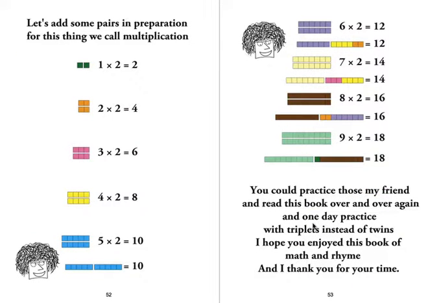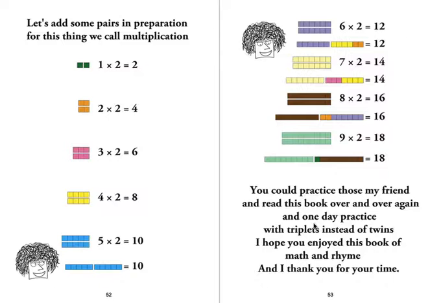Now, let's add some pairs in preparation for this thing we call multiplication. 2 1s, right? 1 times 2, 2. 2 2s, 4. 2 3s, 6. 2 4s, 8. 2 5s, 10. 2 6s, 12. Oh, now we get a chance to make our 6 and a 4 and 2. 2 sevens, 14, up, the 7 takes the 3, leaves a 4.